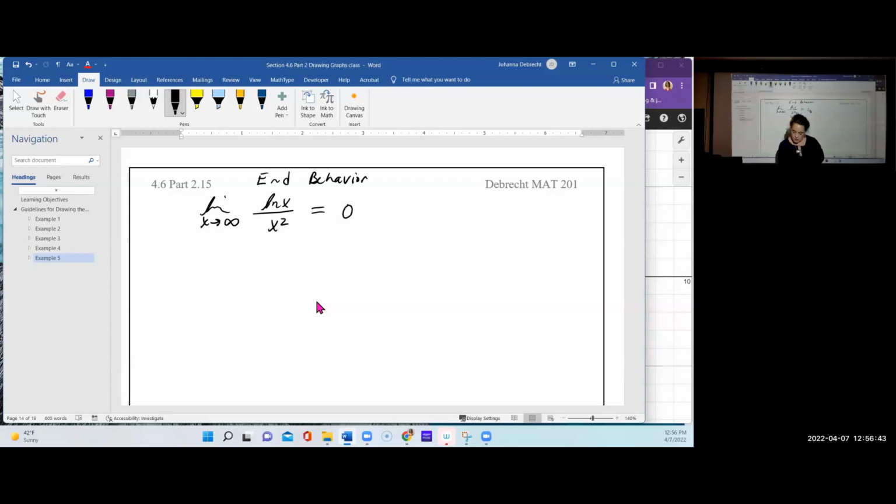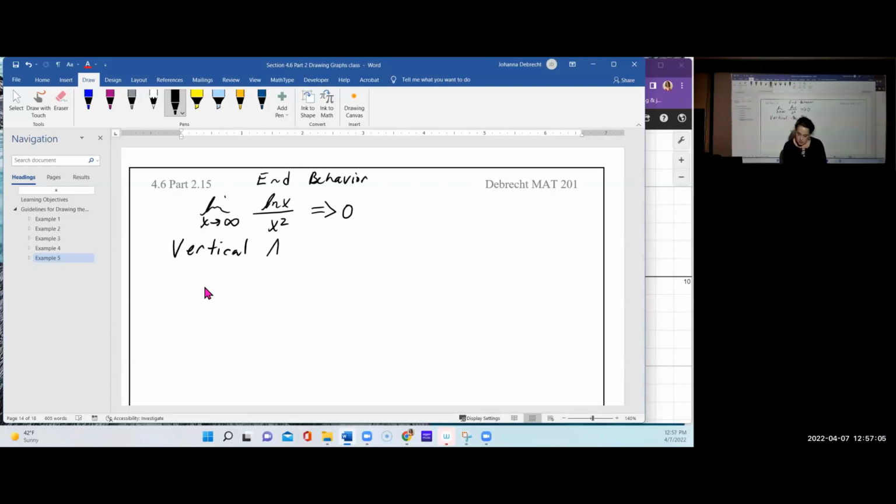So this approaches 0, all right, as x goes out to infinity, right? So we have this weird behavior out here. Now we need to look for vertical asymptotes. And we do have a vertical asymptote. That would be the next thing that we're looking for.